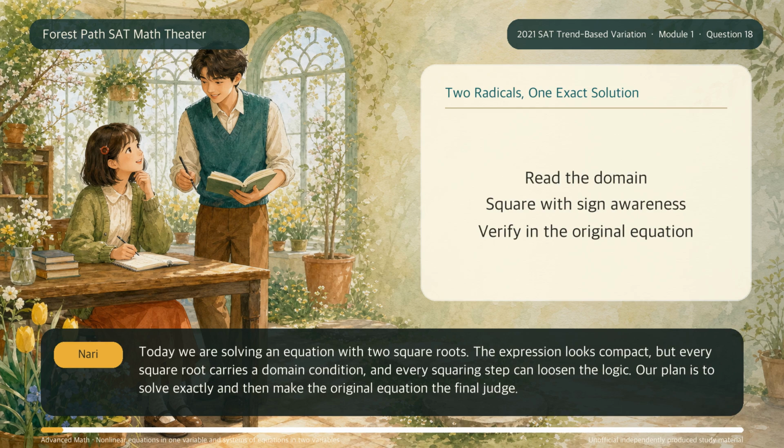Today, we are solving an equation with two square roots. The expression looks compact, but every square root carries a domain condition, and every squaring step can loosen the logic. Our plan is to solve exactly and then make the original equation the final judge.